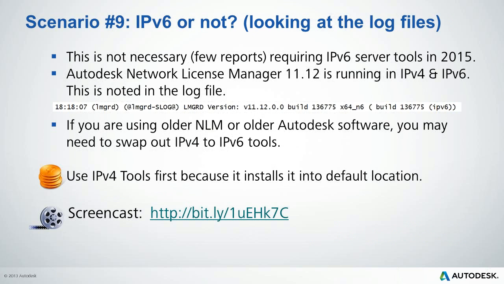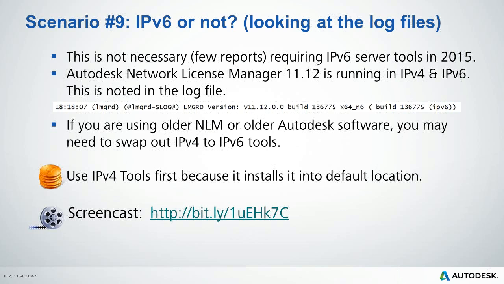Number 9. We get this question a lot in the 2014 versions, but in the 2015 version, the LM Tools 11.12 is actually running in dual IPv4 IPv6 mode. So I've rarely had to download and install the IPv6 version, and it's noted in the log file, and I'll give you a demo of that at the end as well. If you had an older product, like 2014, you may definitely need to swap it out. As a tip, I always install the IPv4 version, because the IPv4 version, which is running in dual mode, installs in the default location. If you go right into IPv6, it just extracts into C Autodesk, so it doesn't install, it's a little more confusing, and it won't show up in the control panel. That's the reason why I always choose the IPv4 version.